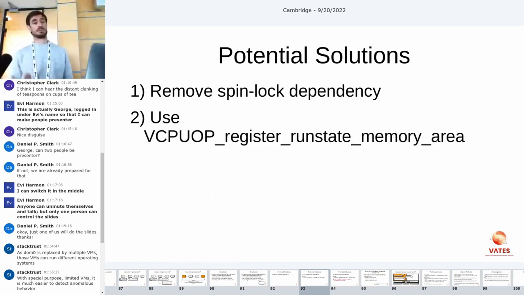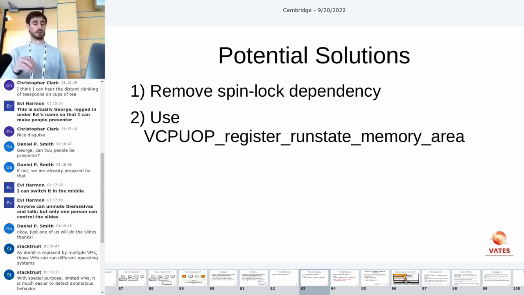And the second option was, for example, to use the VCPU register unstable memory area, which allows mapping in the guest a region of memory in which the hypervisor is going to write the counters that I was actually querying. So this avoids the use of a hypercall, right?